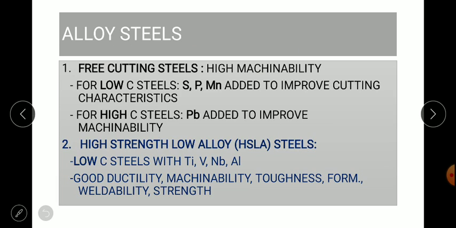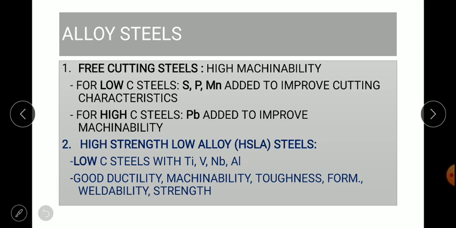So why is this property added to the steel? Because when we add sulfur, manganese or phosphorus, these elements give low carbon steel the capability to form chips during the machining process. So addition of sulfur produces free cutting steel, whereas sometimes lead is added to improve the machinability of high carbon steels. When we deal with low carbon steels, these will be the elements.